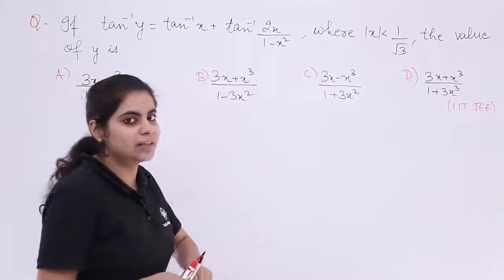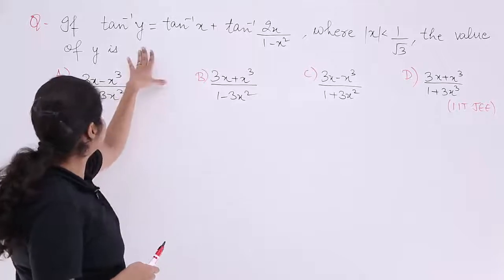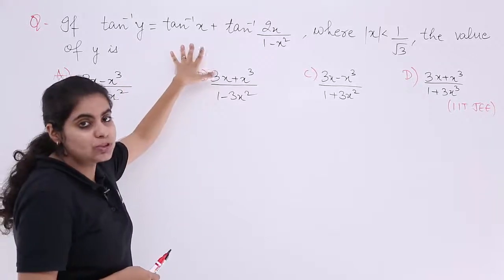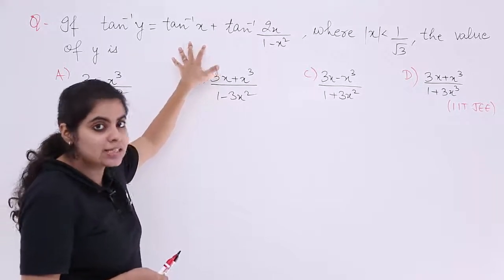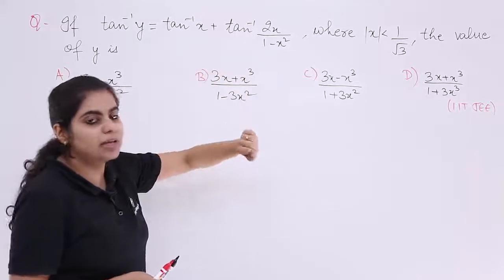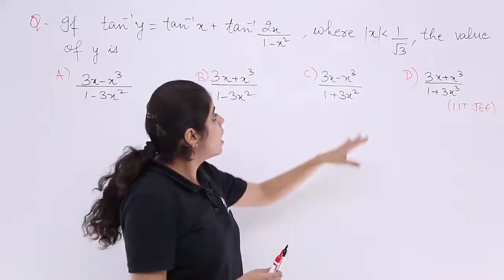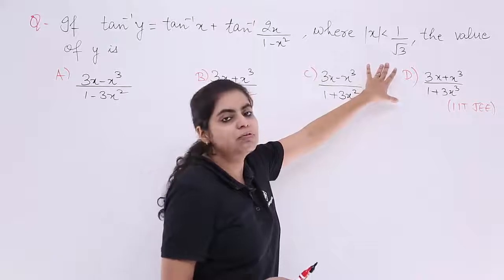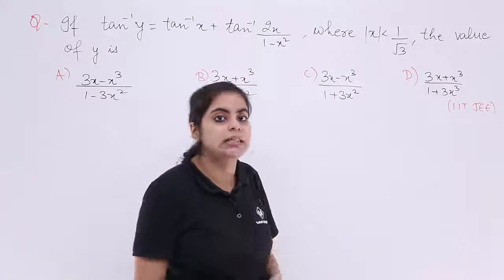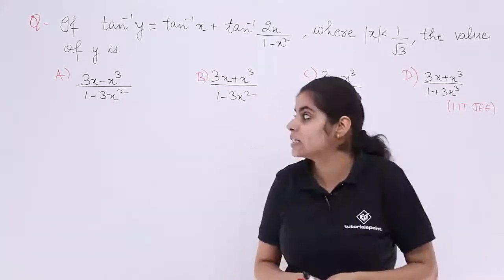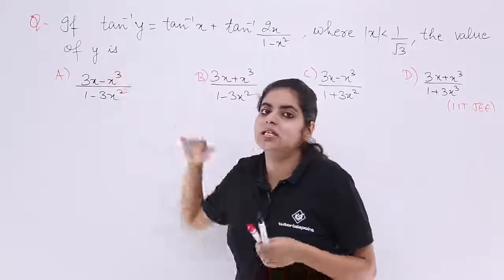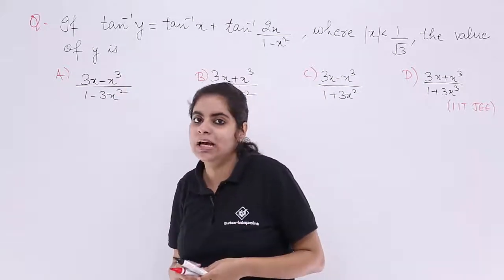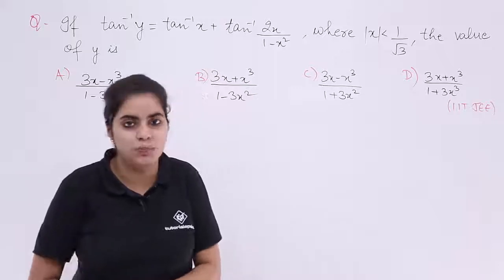Let's read the question together. The question is, if tan inverse y is equal to tan inverse x plus tan inverse 2x upon 1 minus x square, where mod x is less than 1 upon root 3, then find the value of y. There are 4 options given to me. I have to choose one of the correct options.